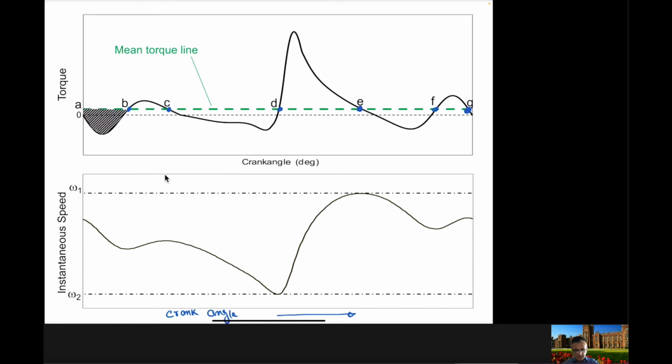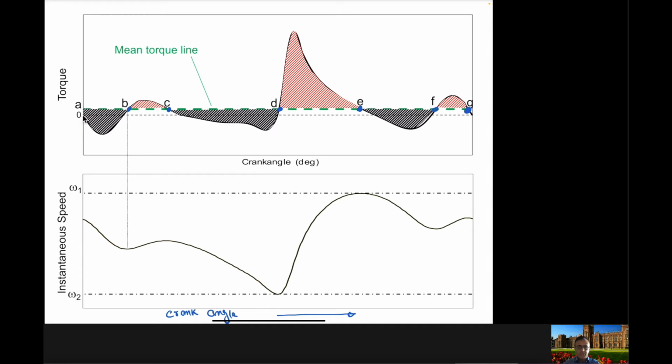So you can see that the area between A and B is a negative area. From B to C, it's a positive area here. From C to D, it's a negative area. And similarly, from D to E, it's a positive area. From E to F, it's a negative area. And from F to G, it's a positive area here.